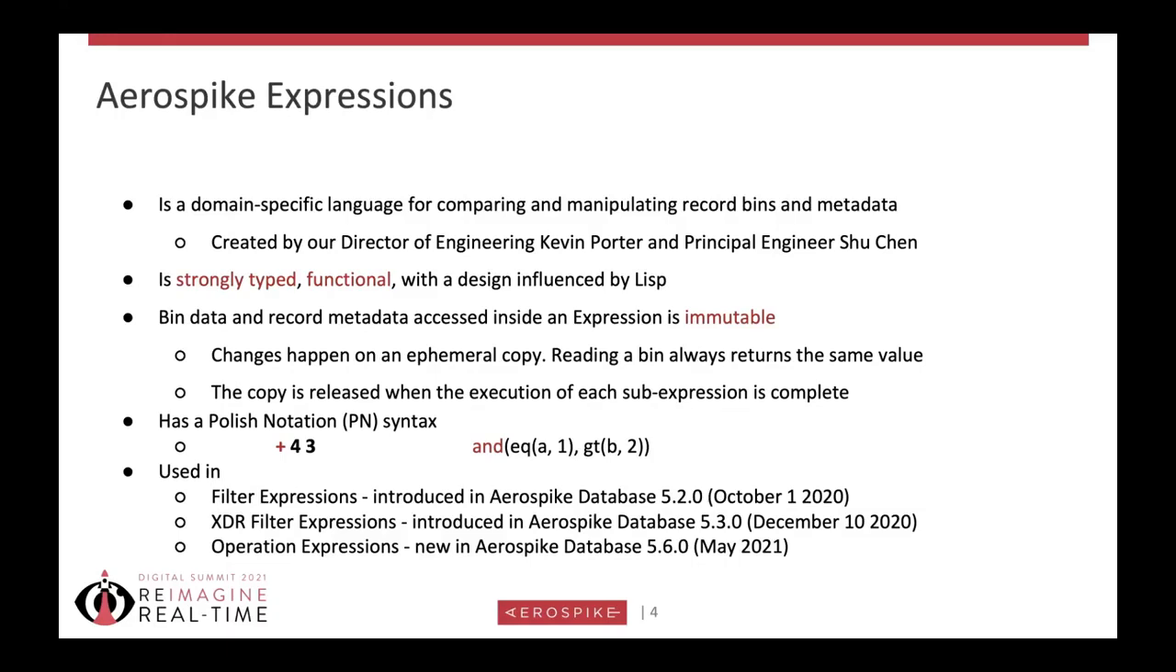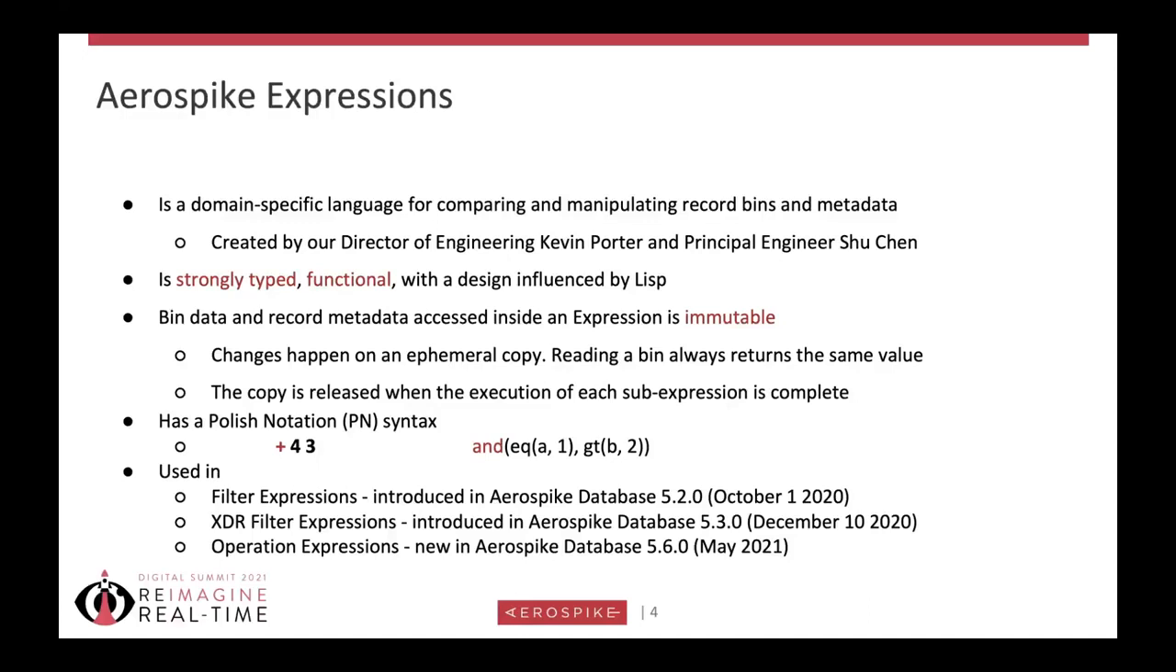Now, bin data and record metadata that is accessed inside an expression is immutable. That means that changes always happen on an ephemeral copy. For example, if you're reading a bin, you always get the same value, which was its value at the beginning of the operation. The copy is released when the execution of each sub-expression is complete. So that gives you an idea of the scope of every sub-expression.